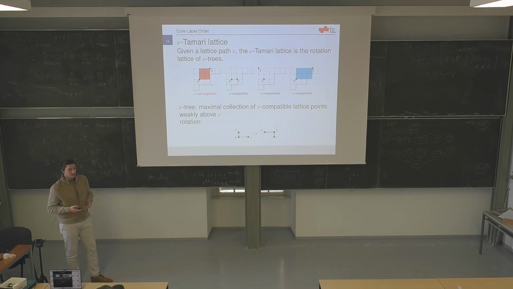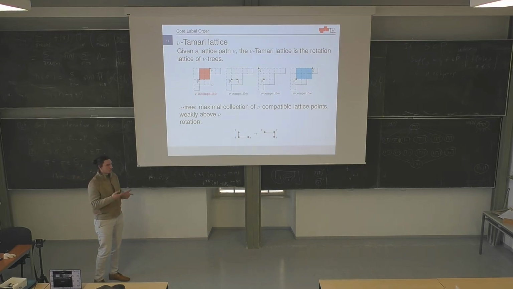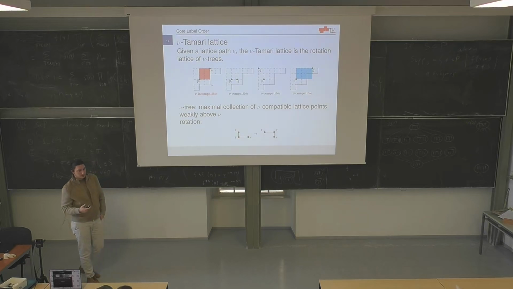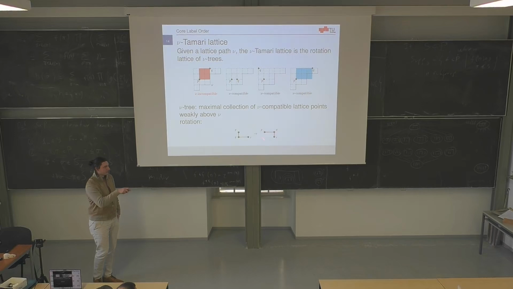And then I say a rotation is a move like illustrated here. I have an element P, and Q has something to the right and something above, and then I'm rotating Q in a way that now R is below Q and P is to the left of Q. So that's a rotation.